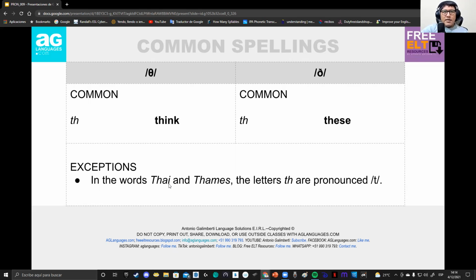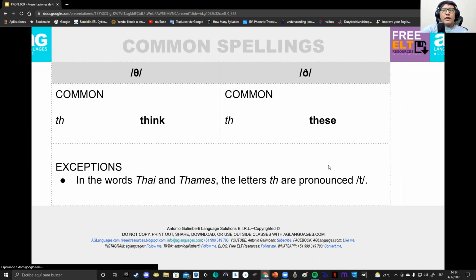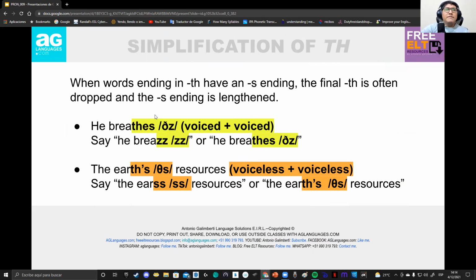Some exceptions in the words tie. It is not thy or thigh, no, just tie. And Thames. No Thames, no Thames, Thames. That's it. The letters TH are pronounced as T. Okay. We have some other examples.